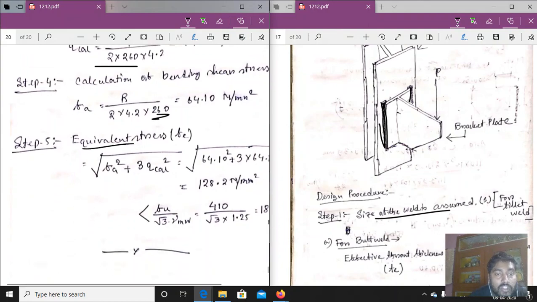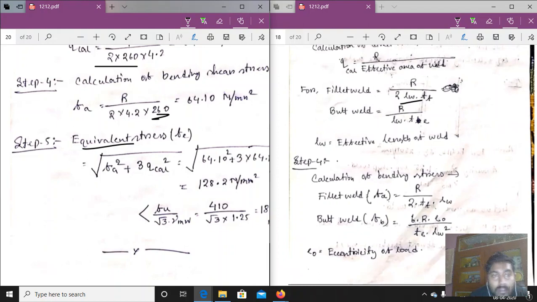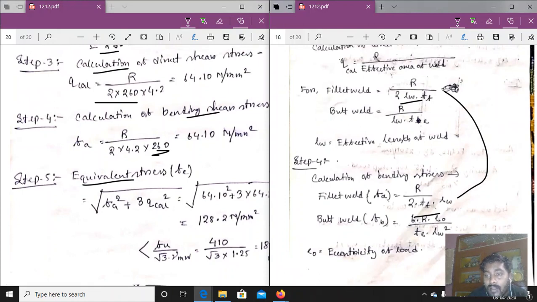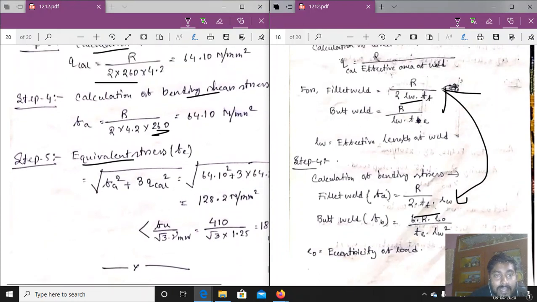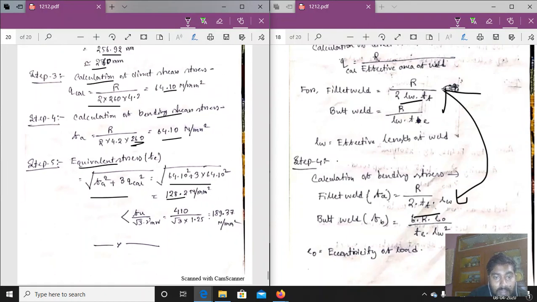Now the formula for the equivalent stress. For the bending stress calculation, the formula is similar; I have shown you that this formula and that formula are quite similar. Putting the values here, these two values will come out the same. So the equivalent stress should be less than that value. You can see that it is less than 189.37.